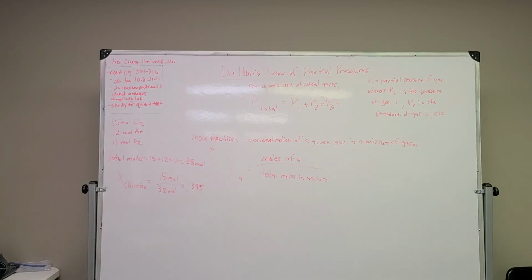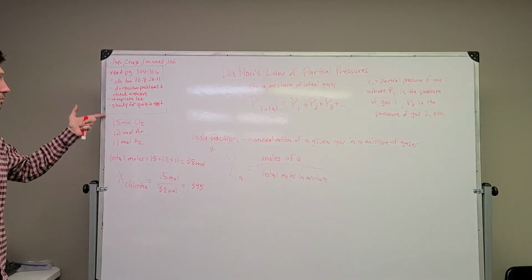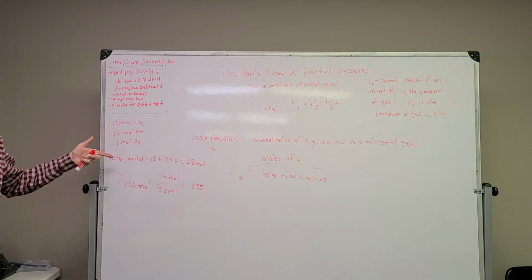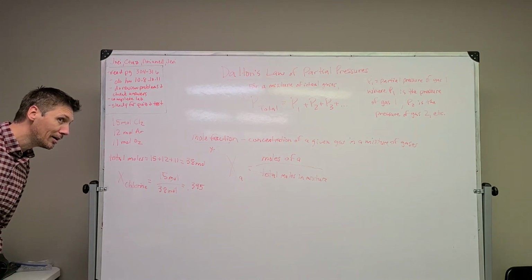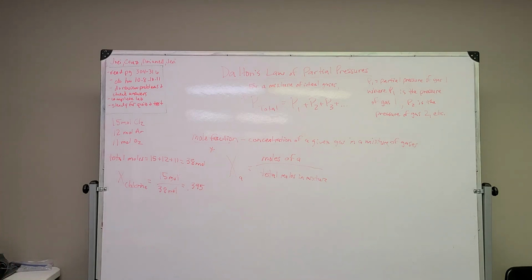But that represents the concentration. And since there's more moles of chlorine than there are of the other gases, if you look at the problem, you'll see that those numbers get smaller. The concentration is less for the other gases because there are fewer of those gases in the mixture. Questions about that? That's pretty straightforward, right? I mean, you could probably fall asleep during this part and it won't really matter.